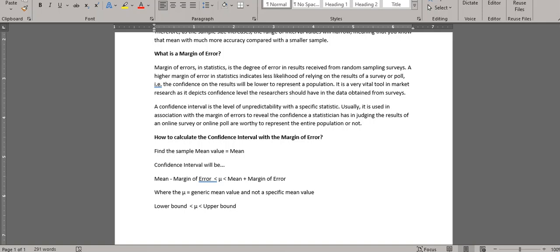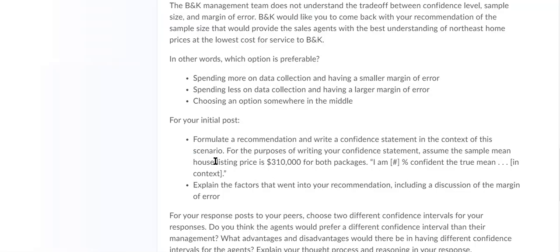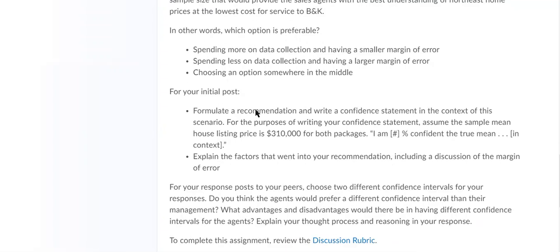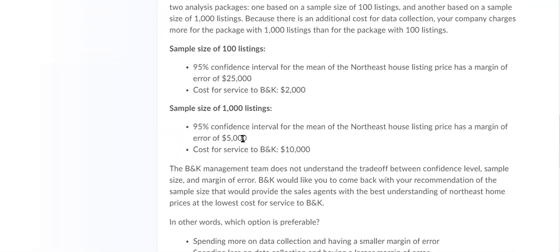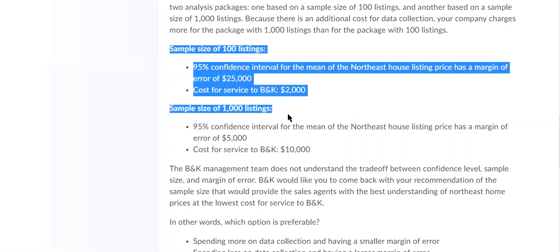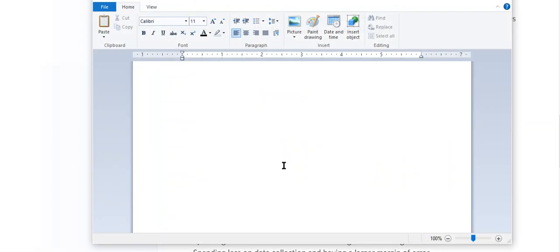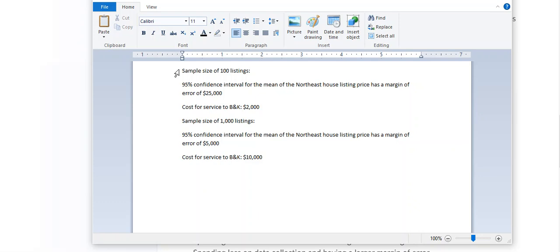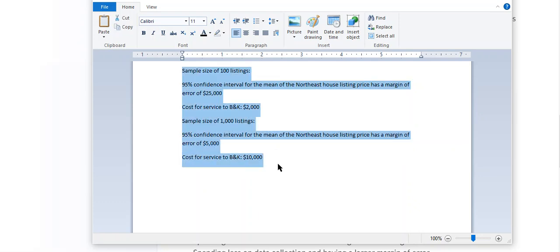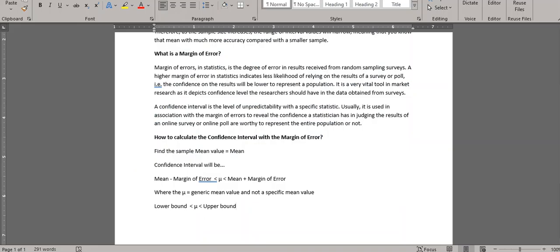Now, let's go to the two different options that they talked about. So I'm just going to copy these so that I can work with them. These are from the discussion. I'm going to put them in my Word document.